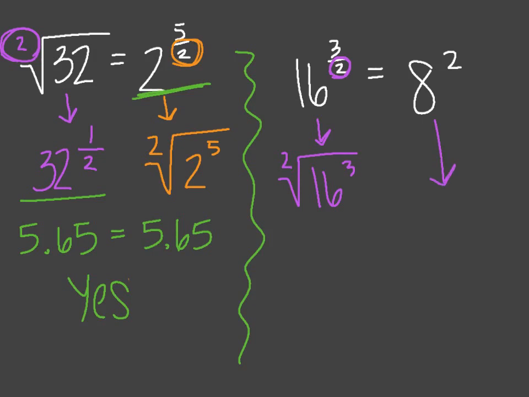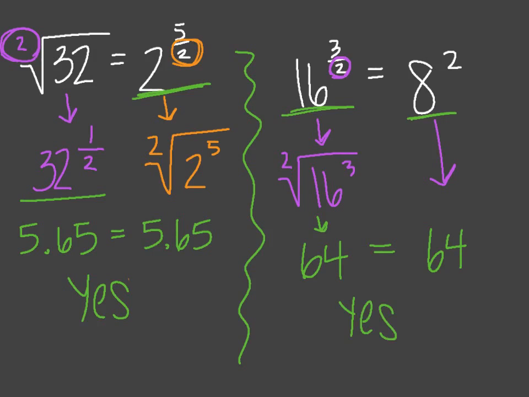Now I'm going to type these two things into my calculator to get a decimal approximation. And this one actually turns out to not be a decimal. If I type in 16 to the 3/2 power, I get 64. Similarly, if I type in 8 to the power 2, I get 64. When I look at these two, they are clearly the same. So again, yes, this statement is true.